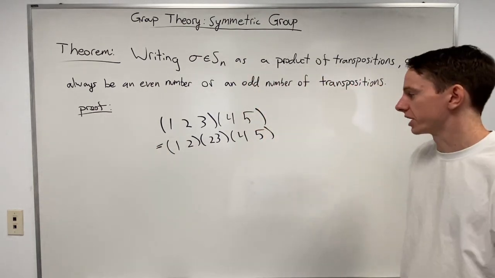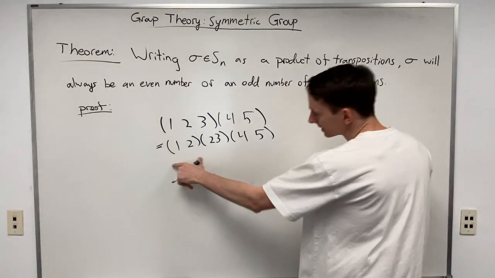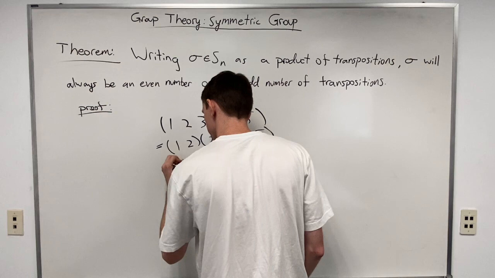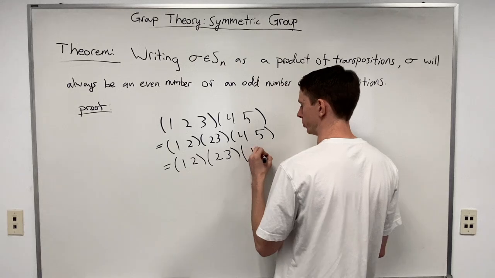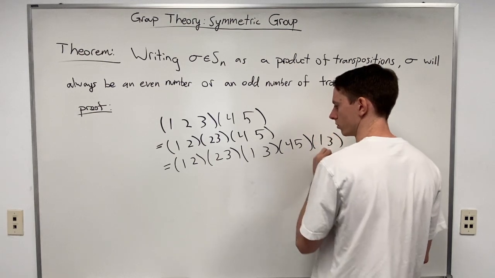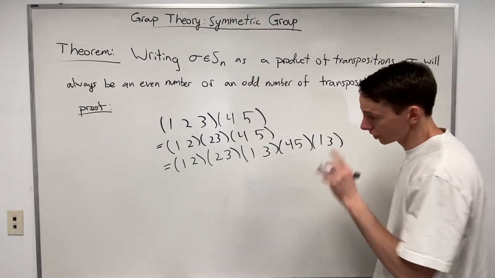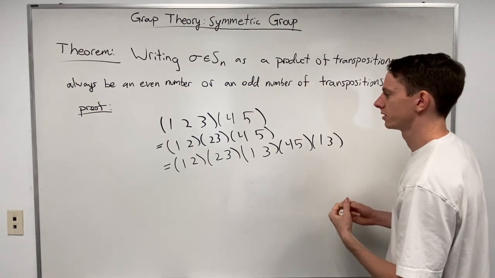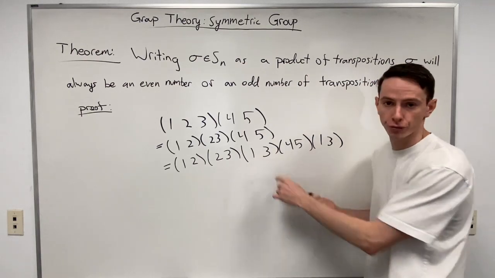But it also turns out that there is another way that we can write this same thing in terms of a product of transpositions. We could also write (1 2)(2 3)(1 3)(4 5)(1 3), like this. And all I've done going from this middle line to this bottom line is sandwich (4 5) in between two transpositions of (1 3).